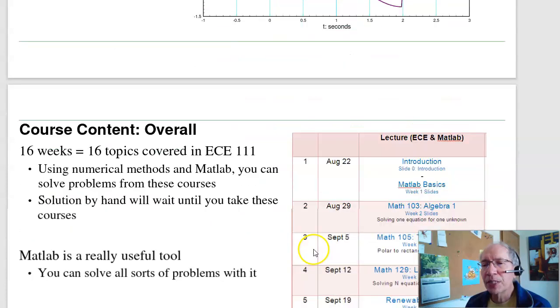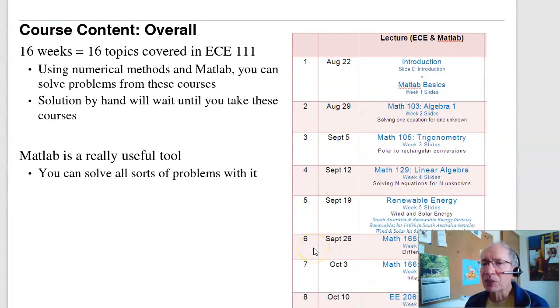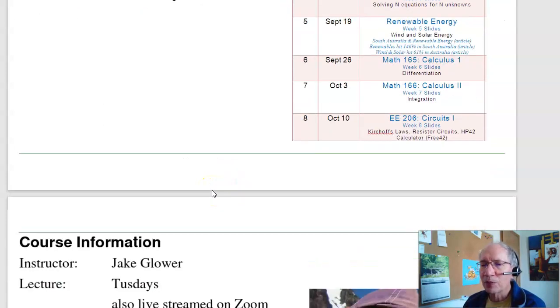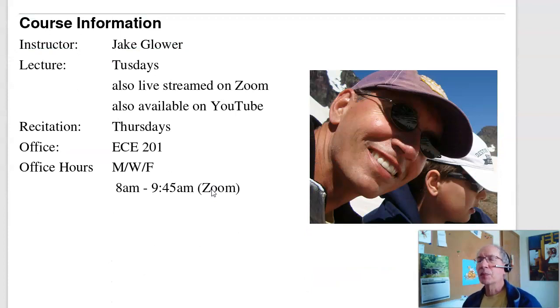So those are some of the things we'll be doing in MATLAB. Basically, MATLAB is a really useful tool. You can solve all sorts of problems with it. What we'll be doing in this class is we have 16 weeks, meaning 16 topics that we're going to cover. We'll cover 16 different numerical methods you can use in MATLAB to solve problems similar to what you'll see in various classes. Now, if you're interested in how to solve these problems by hand, stay tuned until you take those classes. The emphasis in this class is how to use MATLAB. Even if you know nothing about how to solve it by hand, I can still solve them using numerical methods. It's that powerful of a tool. So that's kind of where we're heading.